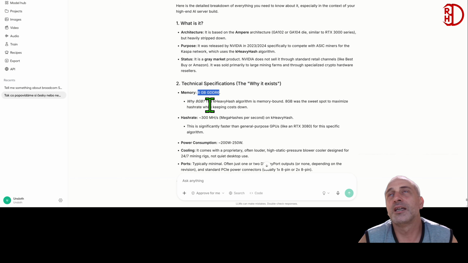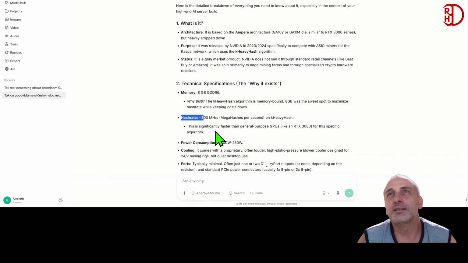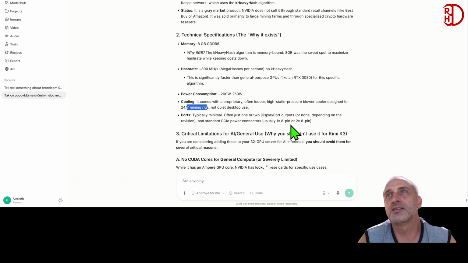HBM2E, it is the memory. Hash rate, 300 on K heavy hash. Yeah, that's possible. Power consumption, it's correct. Cooling, it's 24/7 for the rigs, it's fine.